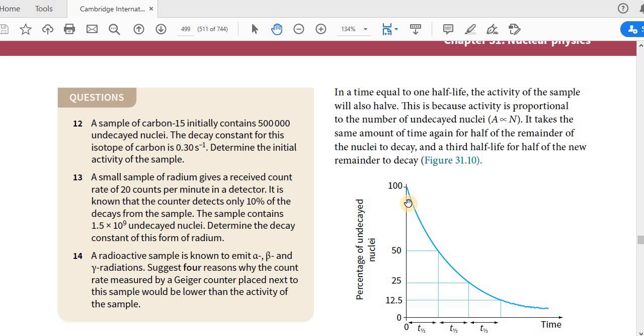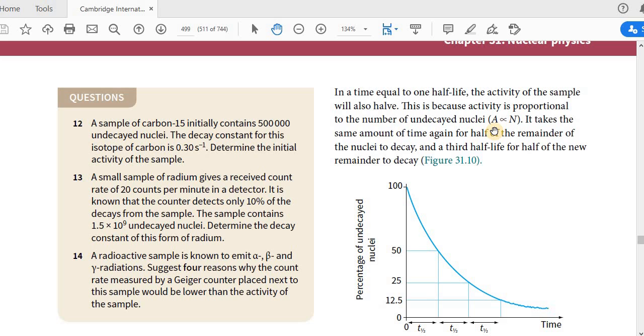In a time equal to 1 half-life, the activity of the sample will also halve. This is because activity is proportional to the number of undecayed nuclei. So I mentioned this activity. Now remember, A is equal to minus lambda N, and that minus lambda is a constant. So we can say A is proportional to N. N is the number of undecayed nuclei.